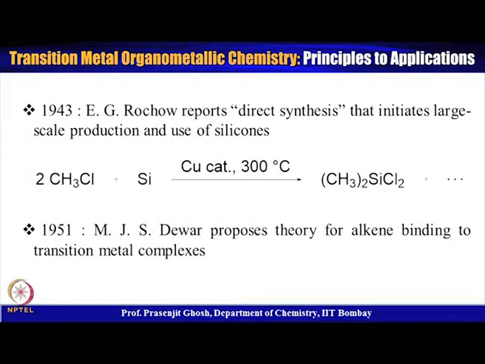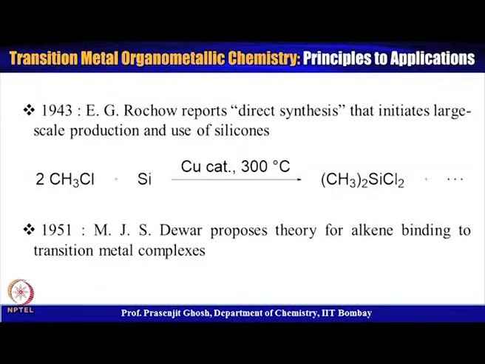In 1943, E. G. Rochow reported the first direct synthesis that initiated large scale production and use of silicones. The reaction used was methyl chloride with elemental silicon, with a copper catalyst at 300 degrees centigrade, giving dimethyl silyl dichloride and other isomers. Silicon was also a commodity which was produced on a large scale in industry.